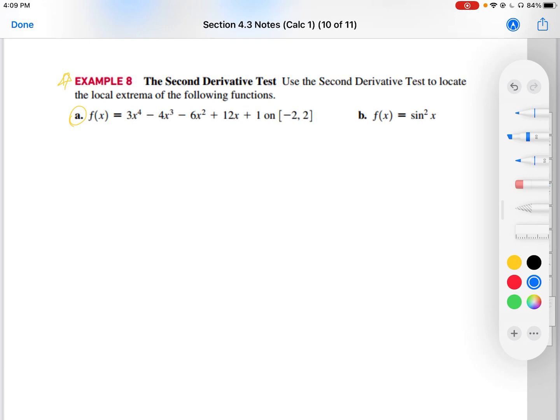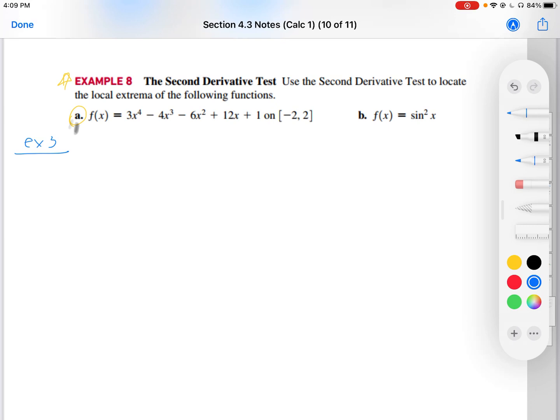So use a second derivative test to locate the local extrema of the following functions. All right, so to help us get started, we have first derivatives and second derivatives already accounted for. This first one, f of x equals 3x to the fourth minus 4x cubed minus 6x squared plus 12x plus 1 on the interval from negative 2 to 2, is the same example from part 3, or example 3.